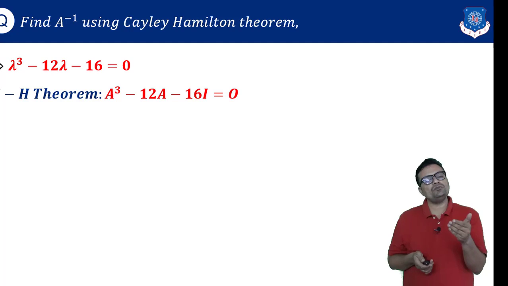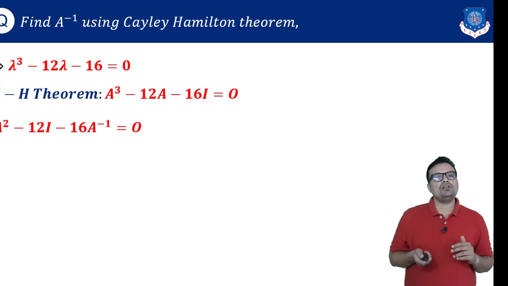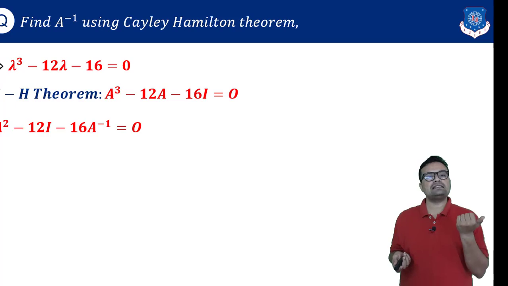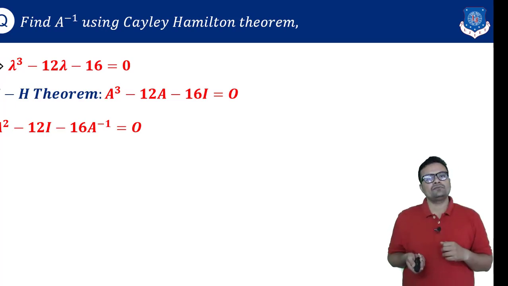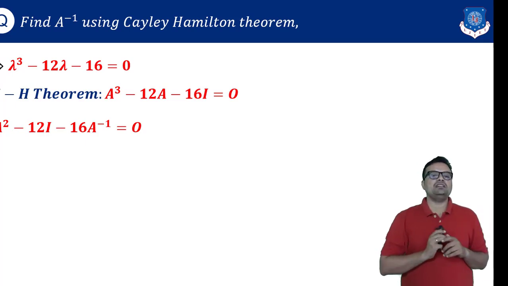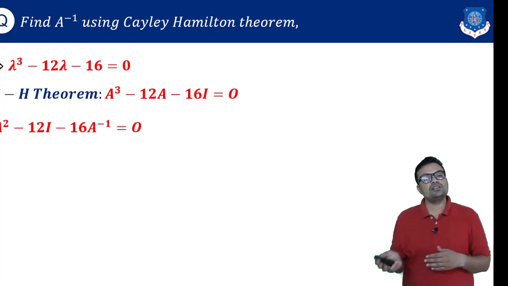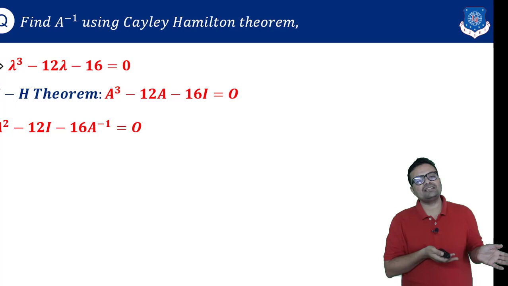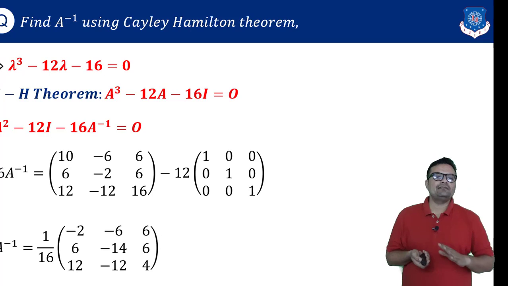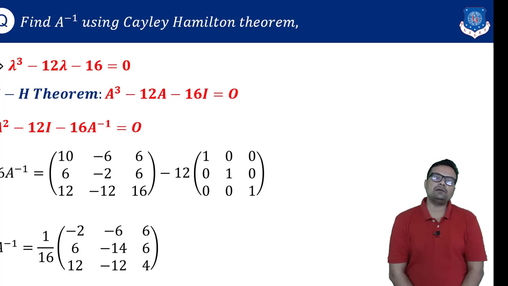Once we have the surety of inverse, we can now multiply throughout this equation with A inverse. So what will happen if I multiply throughout with A inverse? It gives me A square minus 12I minus 16A inverse equal to 0. And this makes pretty sure that now we can make A inverse the subject of this equation. So I will take minus 16A inverse on the right hand side. It will give me 16A inverse equal to some combination of A square and I, and I will divide it by 16. So finally my answer would be this. This is the technique to find A inverse using Cayley-Hamilton.